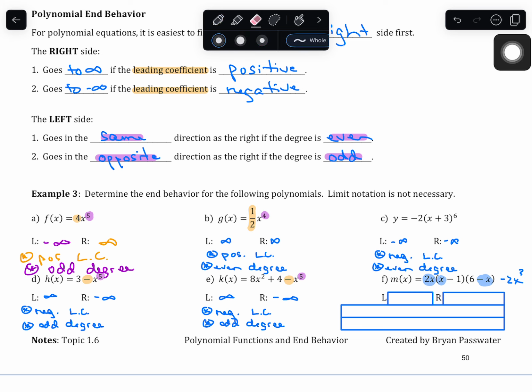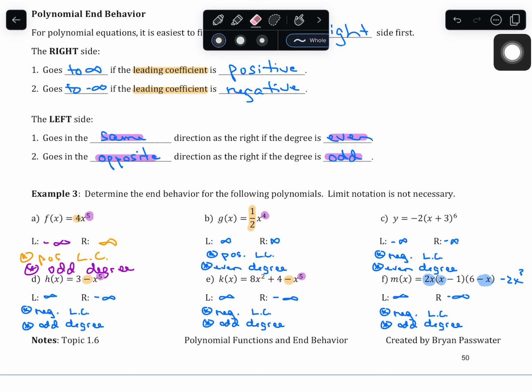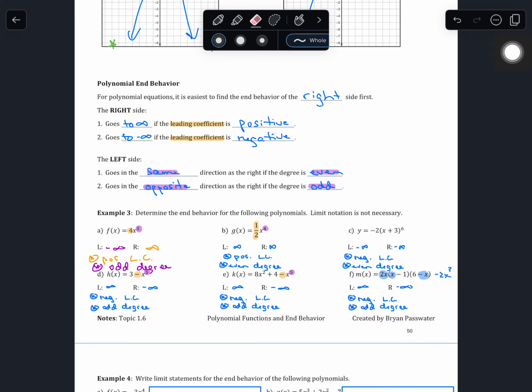So I know then that I have a negative leading coefficient, which means it would have to go to the right, end my graph at negative infinity. And because I have an odd degree, it would have to start the opposite direction. Okay? So hopefully that helps you.